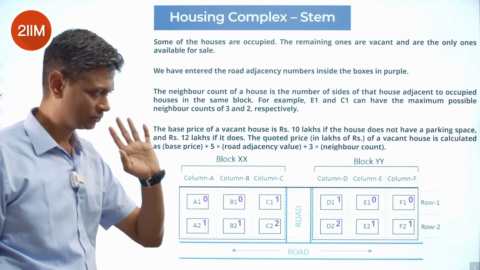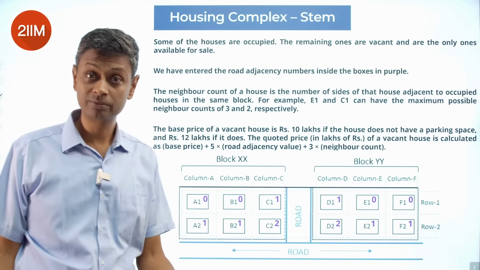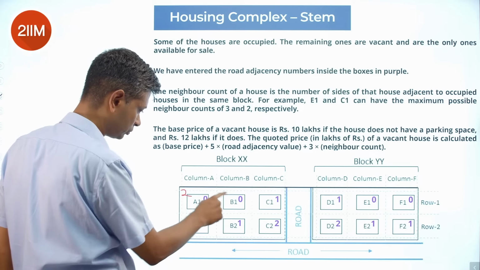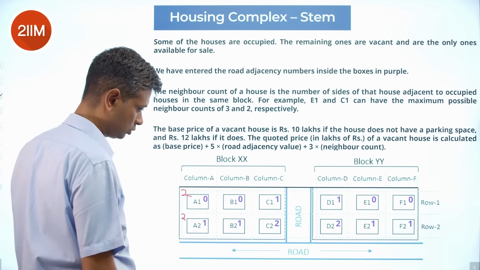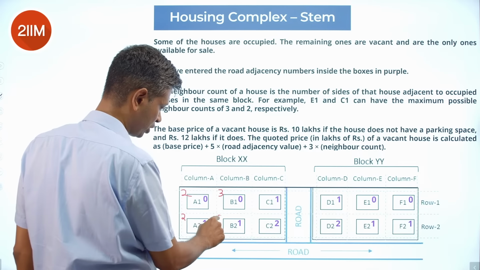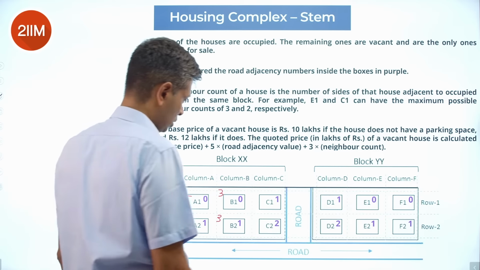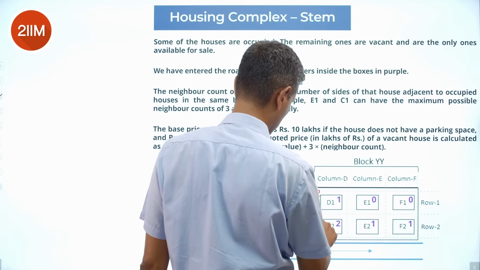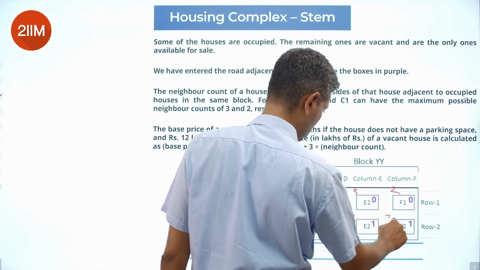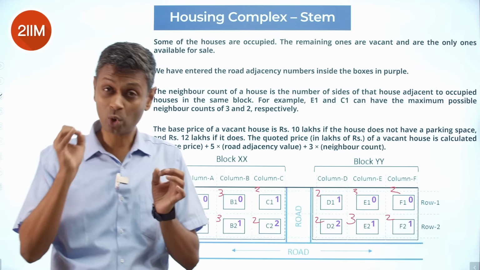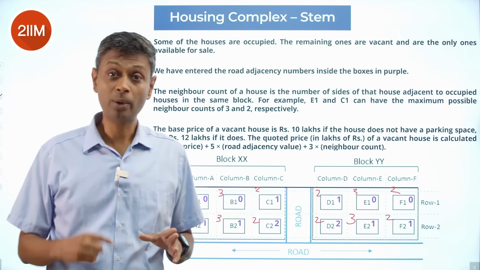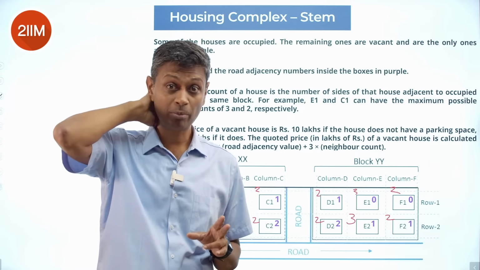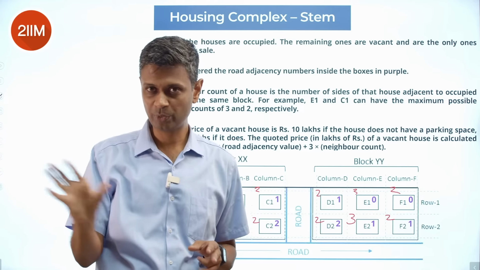Nice and simple. Next, what are we going to attack? We're going to think about neighbors. And just remember, these are potential neighbors, not actual neighbor count. For this, it is 2. For this, it is 2. This potential neighbor is 3. This potential neighbor is 3. 2, 2, same scenario here. 2, 2, 3, 3, 2, 2. Remember, the ones in purple refer to the road adjacency. The ones in red refer to the maximum possible potential neighbor count. Neighbor count kicks in only if the house is occupied. Otherwise, no.